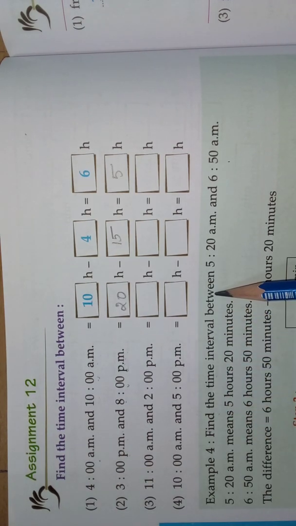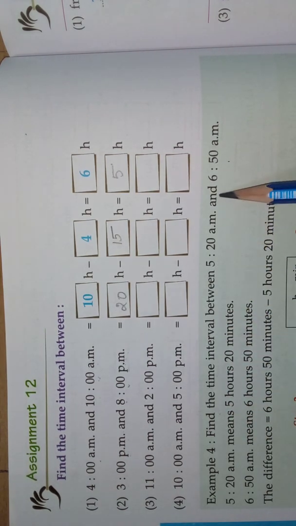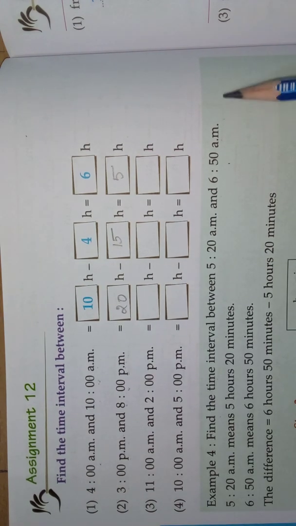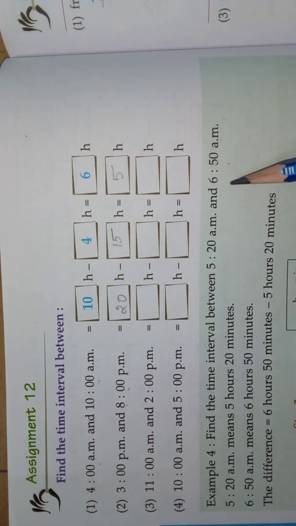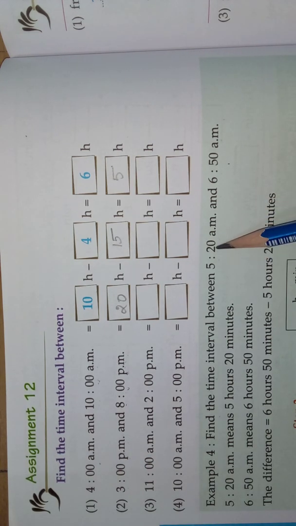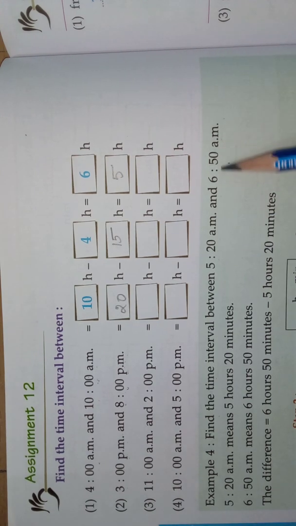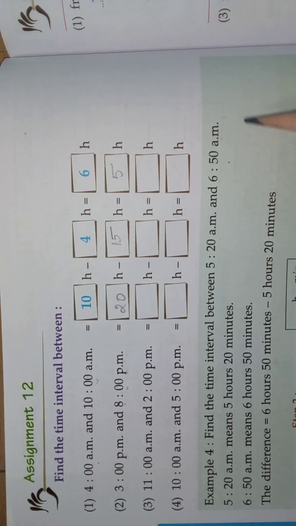Find the time interval between 5:20 a.m. and 6:50 a.m. Here also they may say instead of 10 a.m., 8 a.m., 2 a.m., 5 p.m., 6 p.m., like that. They are adding minutes also: 5:20 a.m., 6:50 a.m. So, it is nothing but simple subtraction only.